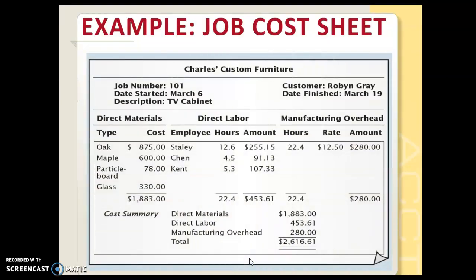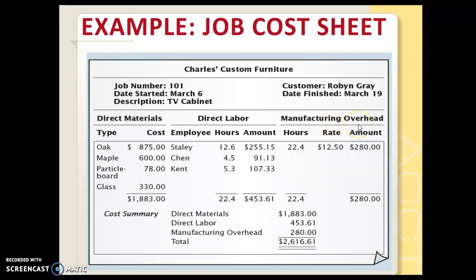Here's our example of our job cost sheet. This was job number 101. We started on March 6th and finished it on March 19th. This was a TV cabinet. Here are our direct materials, all listed down, and our direct labor for this particular job, both the direct labor hours and the dollar gross wages amount, and the manufacturing overhead that we applied.